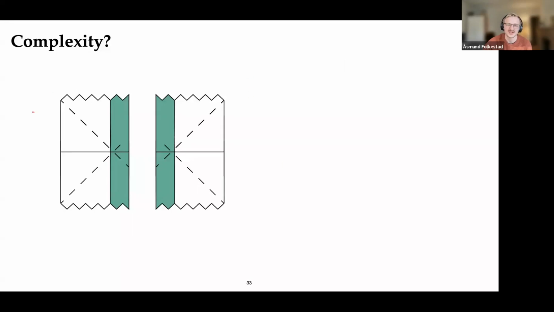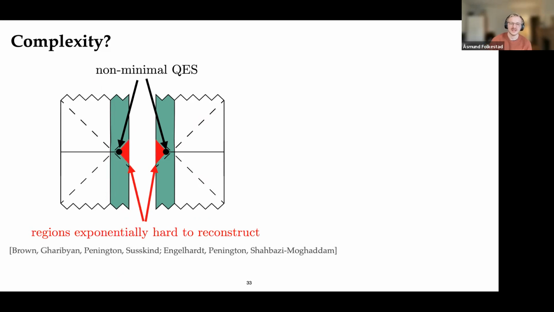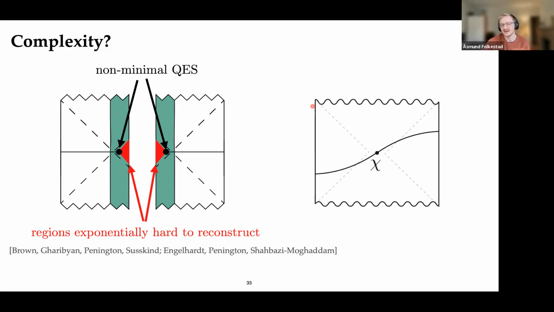How about complexity? Before the Page time, the canonical purification looks something like that. We have some non-minimal quantum extremal surfaces behind the horizons like this. And we know that these regions in red are exponentially hard to reconstruct, using the Python's lunch proposal. While in the canonical purification after Page time, there is no such non-minimal QES in our state. So maybe complexity is the diagnostic.